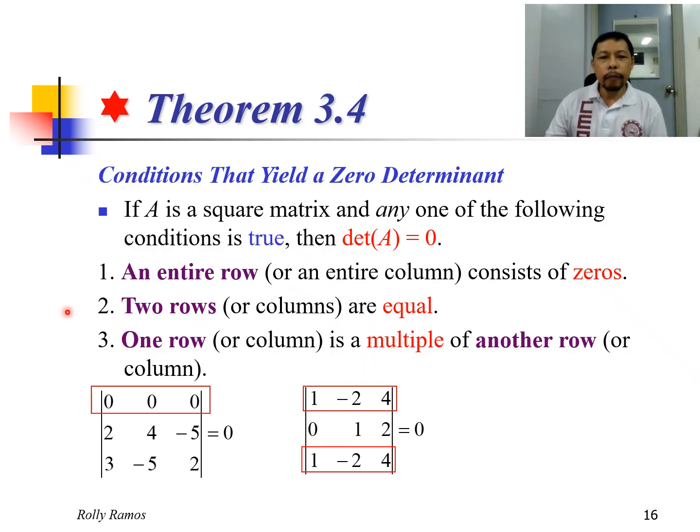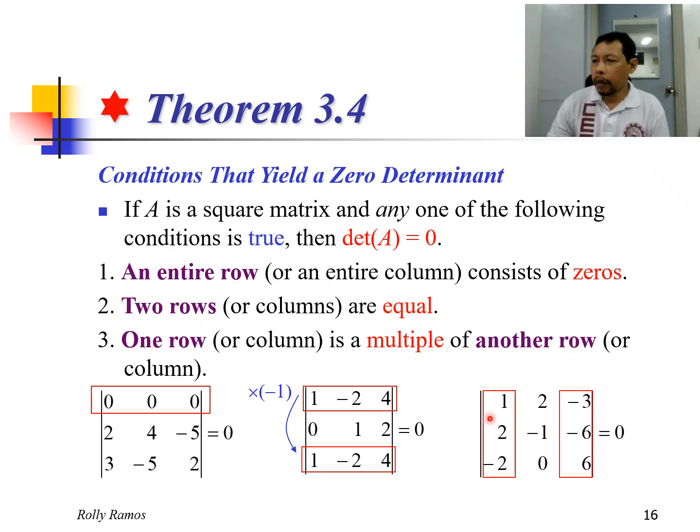In illustration of statement number 2, two rows are equal. Row 1 is exactly equal to row 3, so the determinant of this matrix according to this theorem is equal to 0. You could try to compute using the shortcut method or the cofactor expansion method to prove that it is actually equal to 0. Because if we multiply row 1 by negative 1 and add it to row 3, it will make all the elements in row 3 equal to 0, which gives us statement number 1.